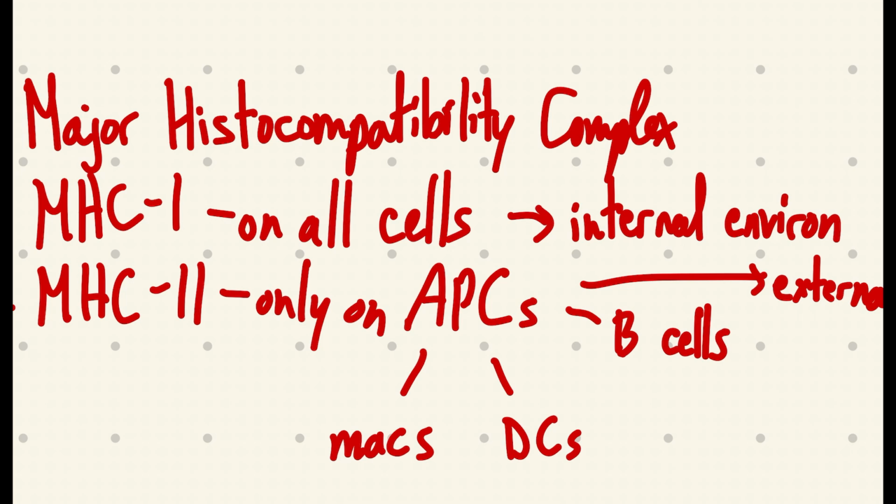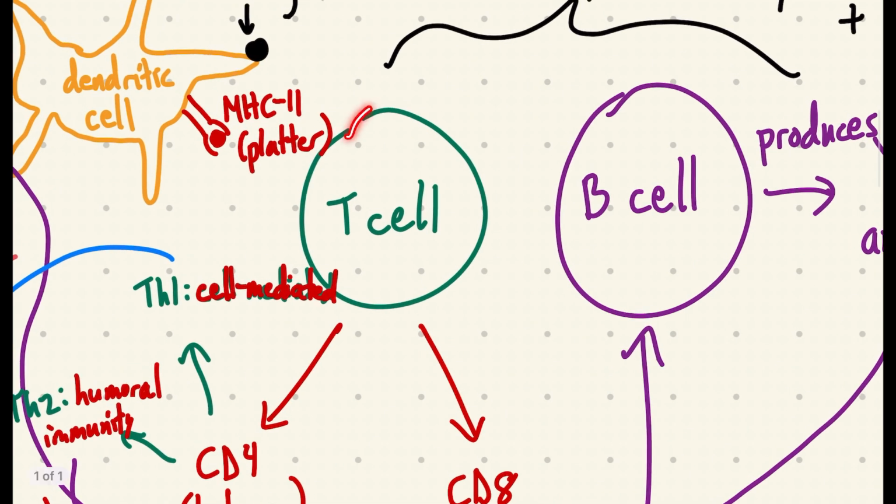Every single cell in your body has MHC class 1. You can think of this as the defining feature that makes the cell a body cell. So if a T cell goes around and encounters a cell that does not have MHC class 1, it is going to recognize it as a foreign entity, basically, and attack it.